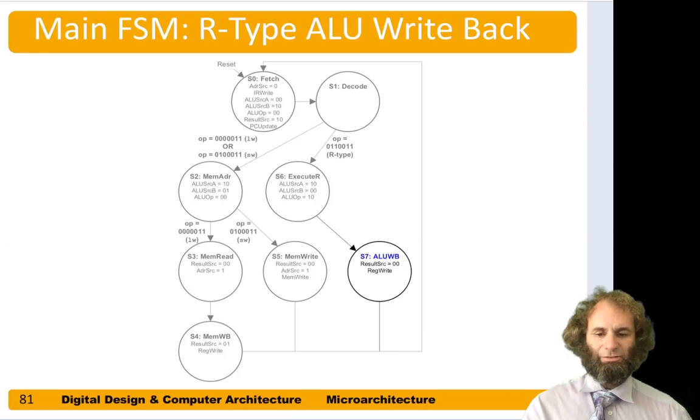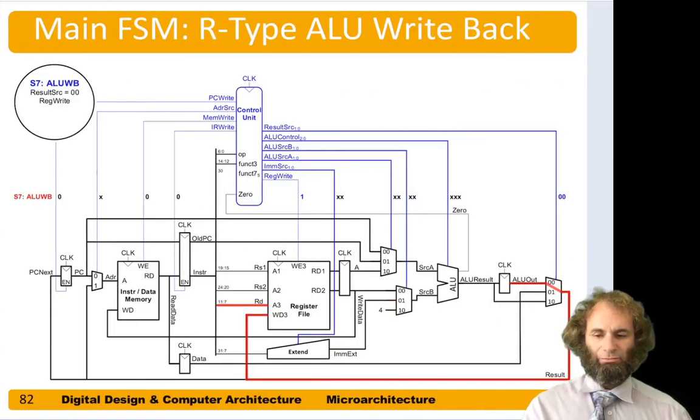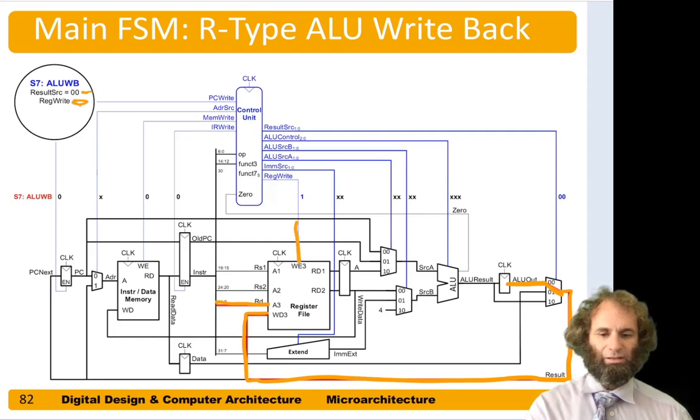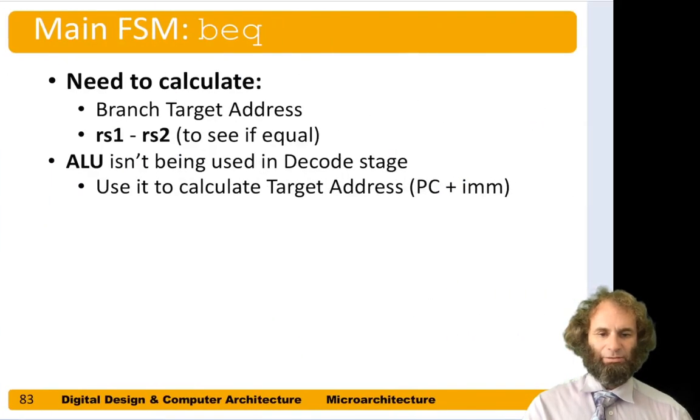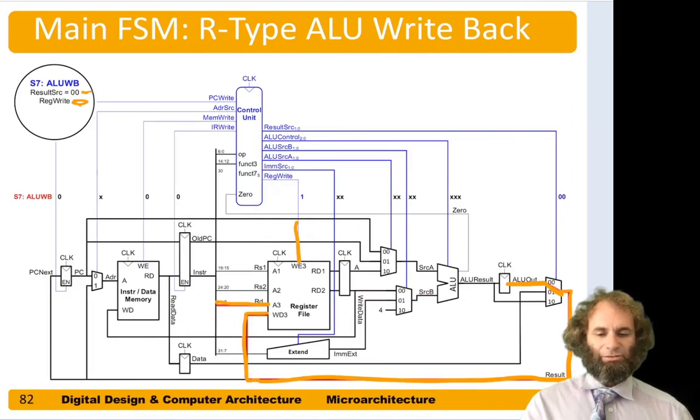Next, we need to write that answer back to the register file. So after the execute step, we go to the ALU write back step. In the ALU write back step, we have our value sitting in ALU out. We want to choose it with the result mux, so result source needs to be 00. We bring it back around to the register file, to the write data port. The destination register is coming from the instruction, and we need to assert reg write to tell the register file actually to do the write. So that completes the R-type instructions.